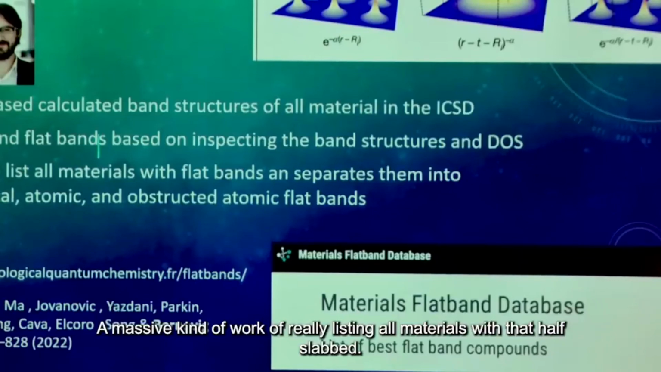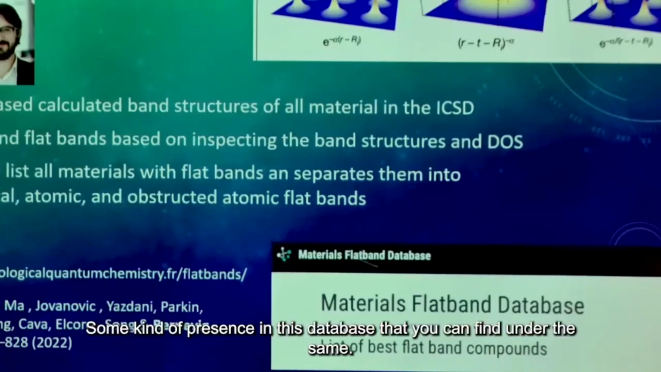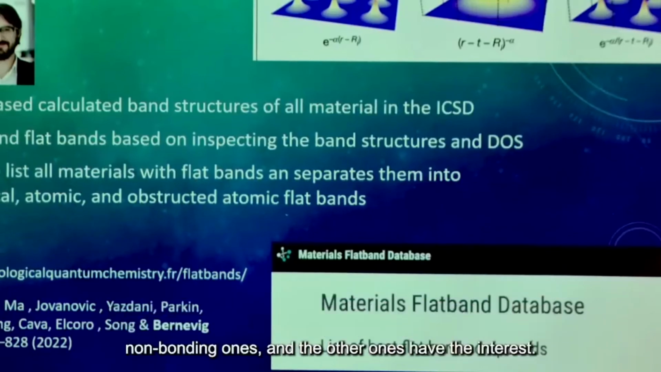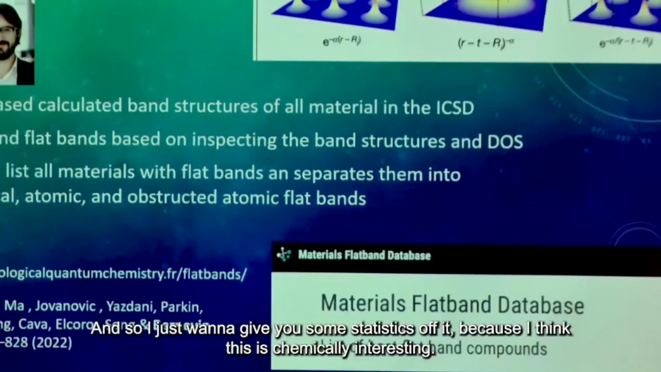But I want to point out that they did a mammoth kind of work of really listing all materials that have some kind of flat bands in this database that you can find under this ID here, the materials flat band database. They separated them into 3 different kinds: topological, atomic, and obstructed atomic. The atomic ones are basically the boring ones that we have, the non-bonding ones, and the other ones are the interesting ones.